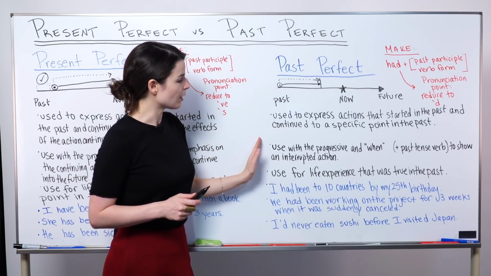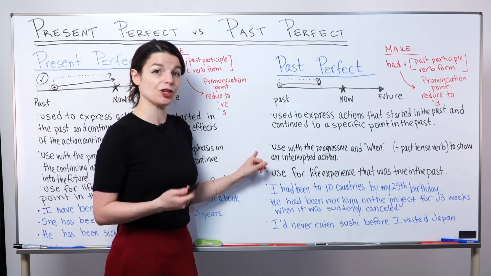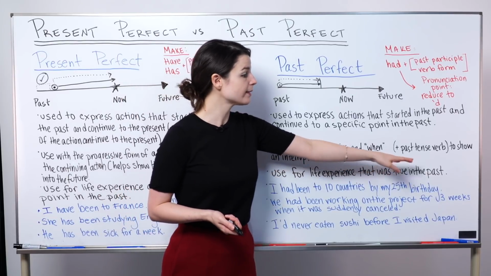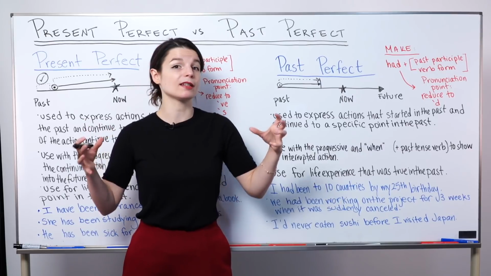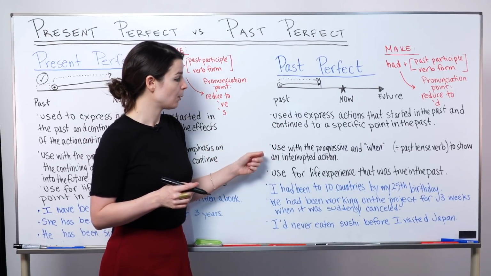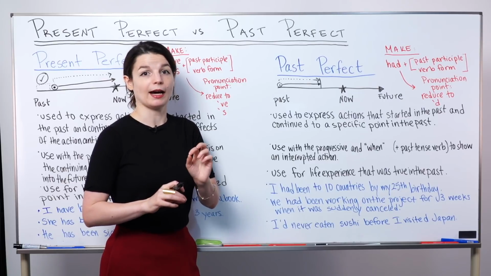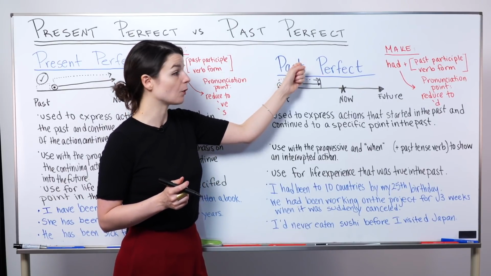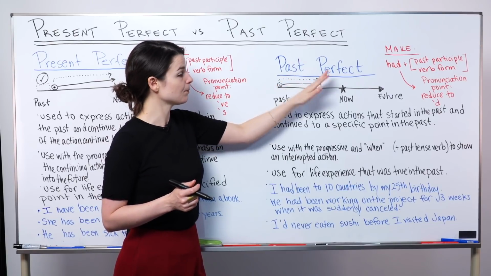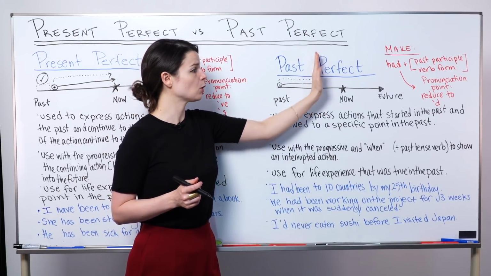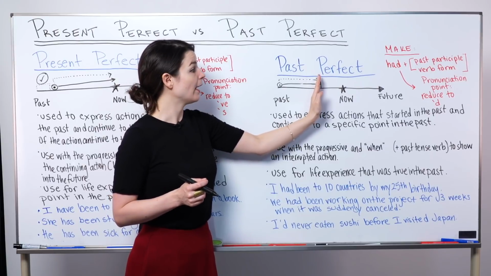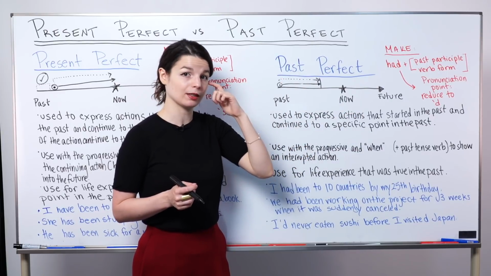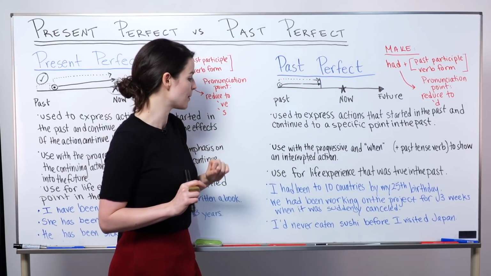We can use past perfect with the progressive, again, the ing form of a verb. We tend to use this with when plus a past tense verb, like a clause that uses a past tense verb. And we do this to show an interrupted action. So the image here is an action is continuing, continuing, continuing, and we use past perfect to describe that action. Something happens, we use when to mark that point, and then we add a past tense verb clause to show the thing that happened. Again, I'll show an example of this in a moment.